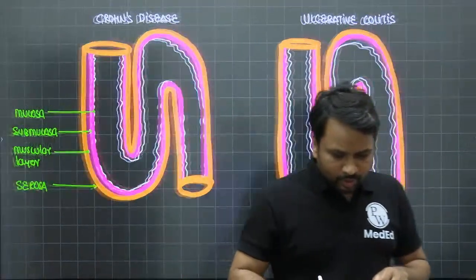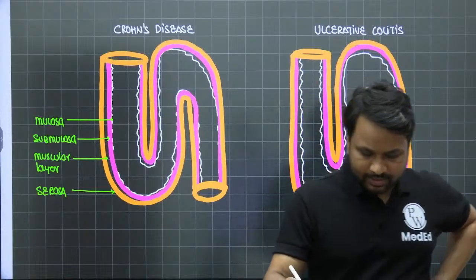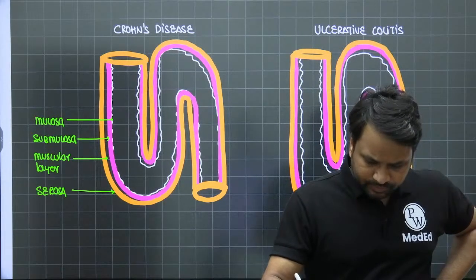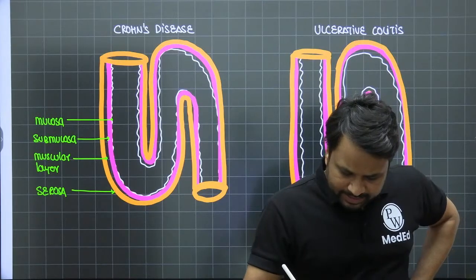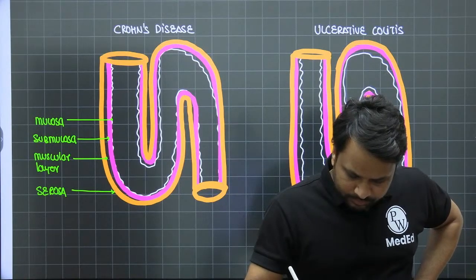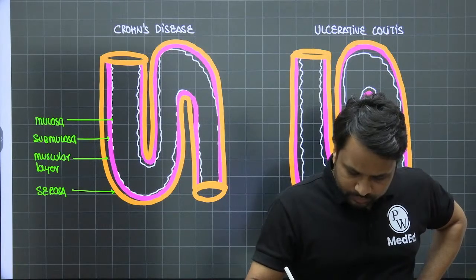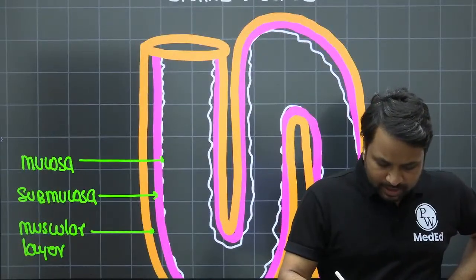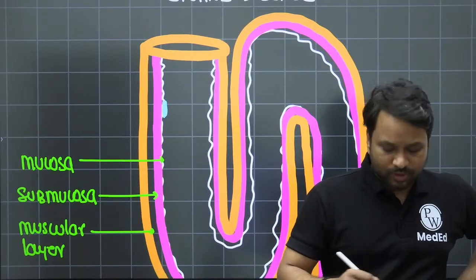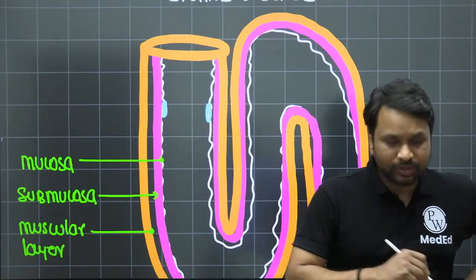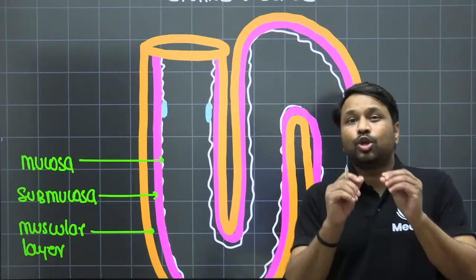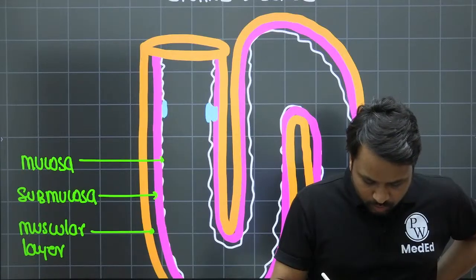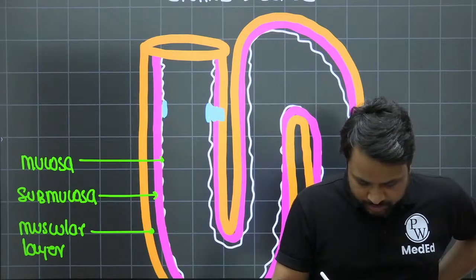Now, what is interesting about Crohn's and ulcerative colitis is, wherever the disease is going to start, in Crohn's disease the disease will start from the mucosal layer. But the problem is, it will not get limited to the mucosal layer. It will breach into the submucosa, it will go into the serosa, and it will also involve the muscular layer.